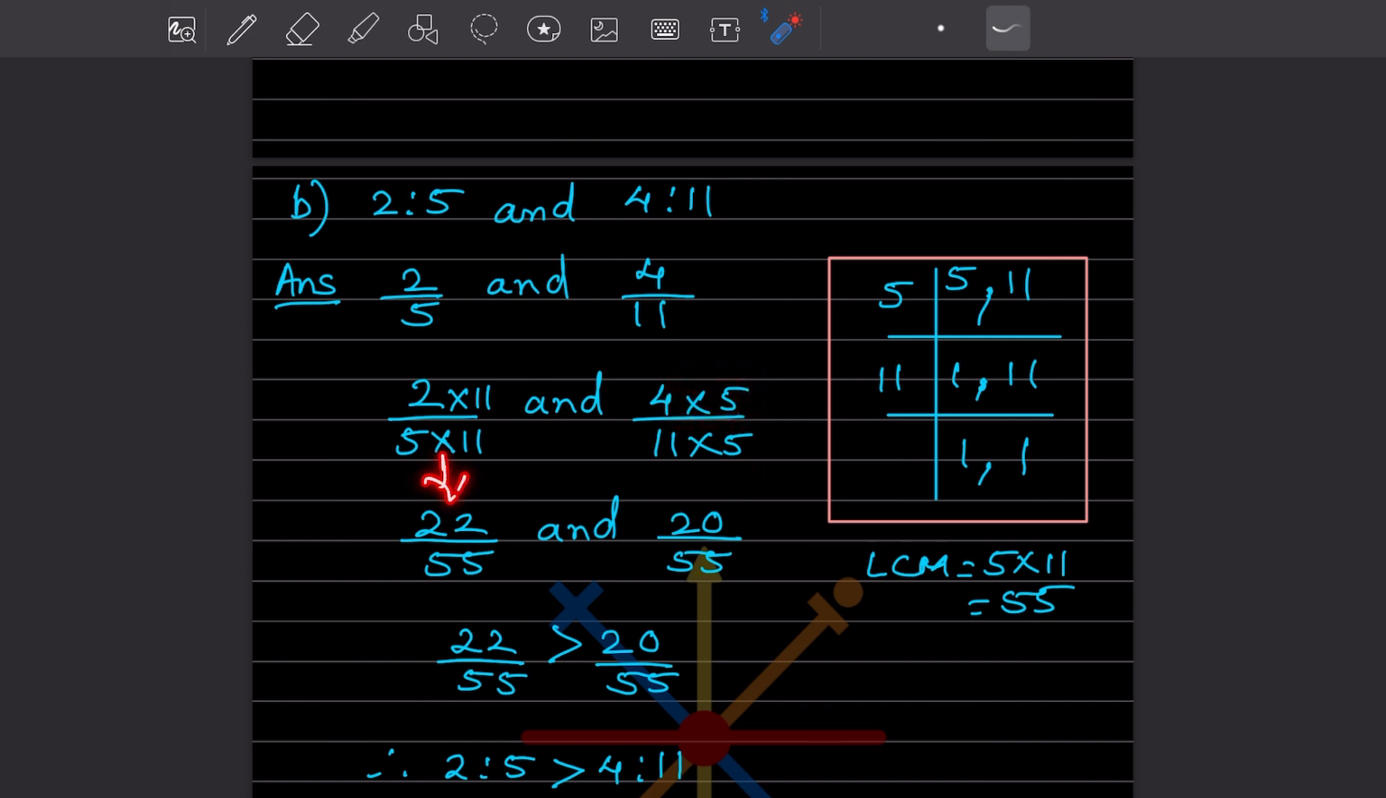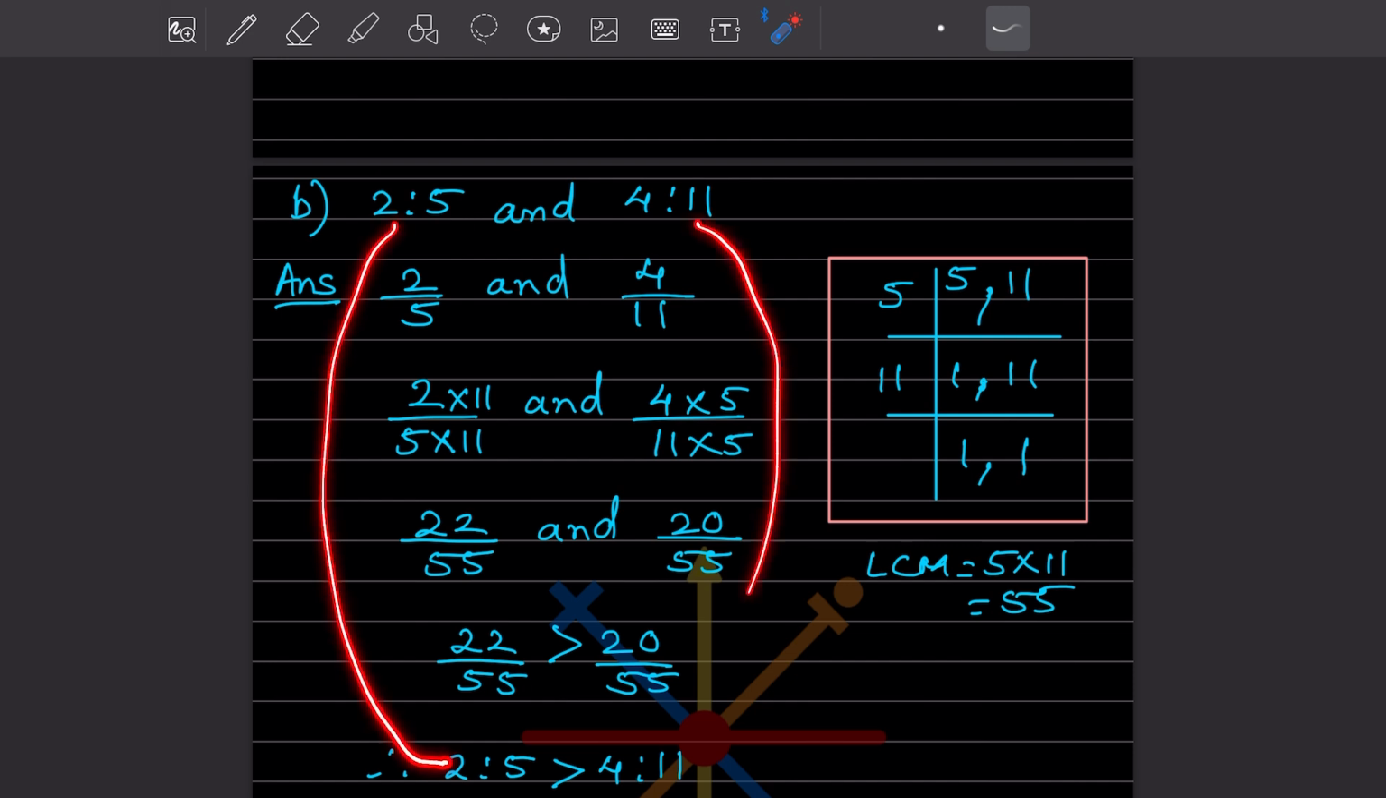Now we will do it here. What is here? 2 times 11 is 22, and here 4 times 5 is 20. Denominator same, that is 55. Now you have to compare, since both the denominators are the same. Look at the numerator, which is the bigger number? That is 22, right? And here is 20. So what are you going to write here? 22 by 55 is greater than 20 by 55. And 22 by 55 is nothing but 2 is to 5. So you have to write this is greater than this one. So this is the answer.